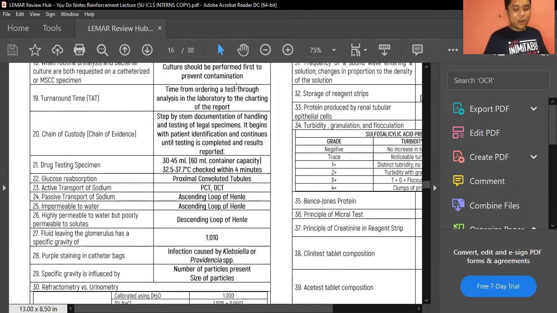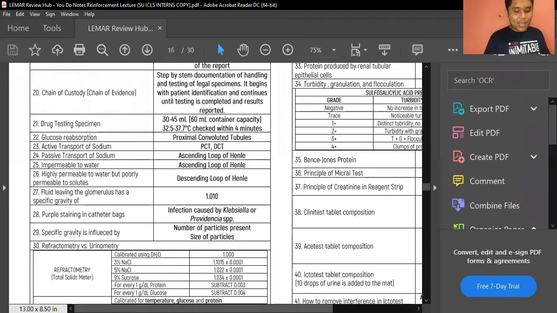Next, glucose reabsorption, of course, happens in your PCT. Active transport of sodium, you have PCT, DCT. Passive transport of sodium, you have ascending loop of Henle, which is impermeable to water, as we mentioned. Highly permeable to water, but poorly permeable to solutes, you have the descending loop of Henle. And what is the SG of the fluid leaving the glomerulus? Of course, that's your 1.010. So the SG of the glomerular filtrate is 1.010.